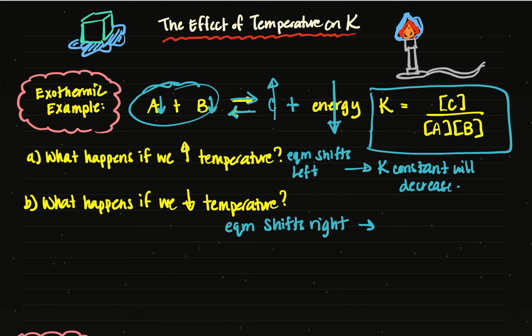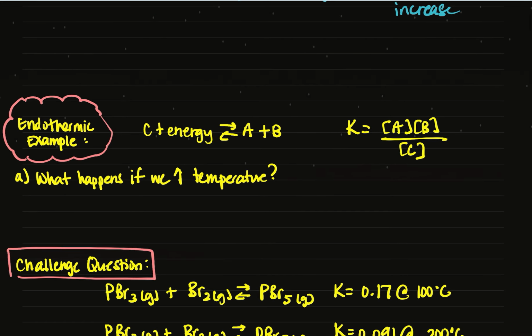So if I go to my equilibrium constant, my numerator, the product C, will increase. My denominator, the reactants A and B, will decrease. So I'm going to have a larger numerator and a smaller denominator, which means my K constant will increase. Okay, that's how we tackle a problem like this for Le Chatelier's principle, looking at how heat or temperature changes change your equilibrium constant.